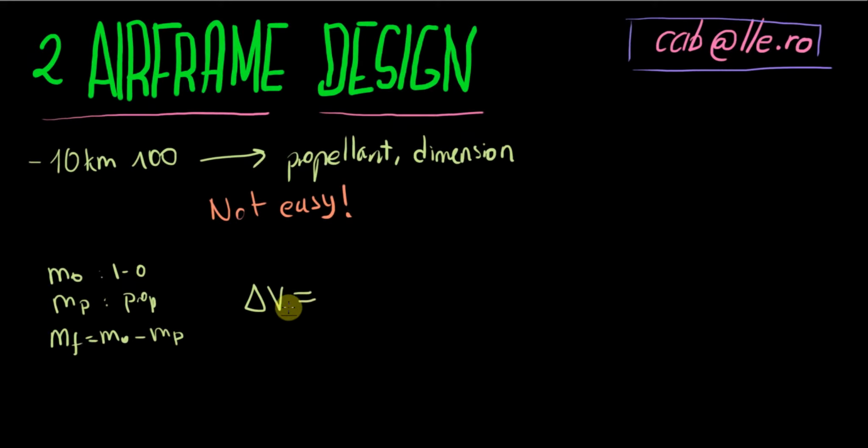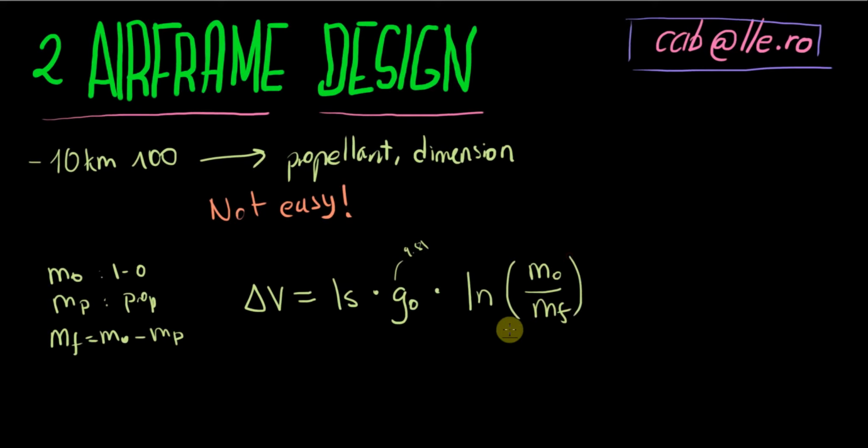the total velocity that a rocket gains after burning its propellant is equal to the specific impulse of the motor. Okay, this is like how efficient our motor is, okay? Times just the gravity constant, this is 9.81, times the natural logarithm between the liftoff mass divided by the final mass of the rocket after burning out, okay?